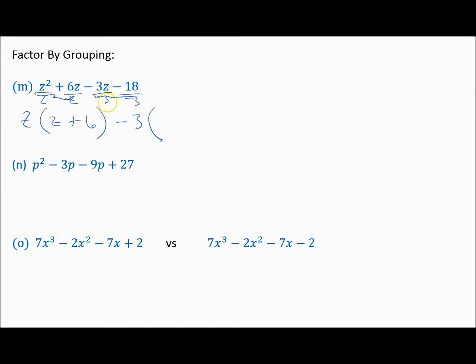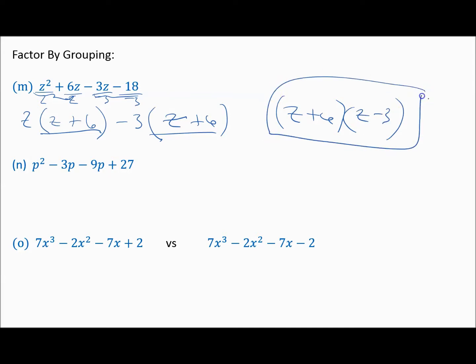Negative 3 divided by negative 3 is positive z. Okay, so that's just z. And then this negative 18 divided by this negative 3 is plus 6. And look, they match. Z plus 6 and z plus 6. I'm supposed to write down the one that matches, z plus 6, times what's left over when I factor that out, which is going to be z minus 3. And that is completely factored.